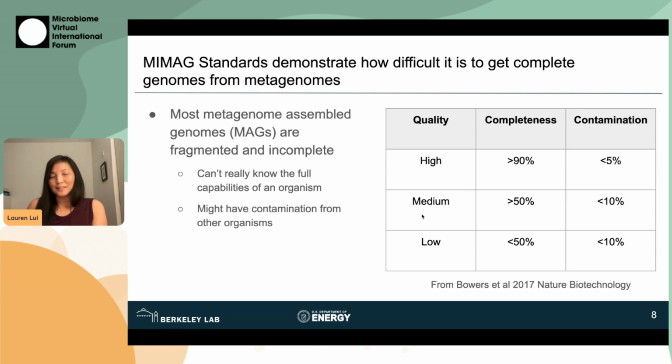So currently, there are MIMAG standards for rating metagenome-assembled genomes as high, medium, or low. High is 90% complete, medium is 50% complete. So this really indicates how difficult it is to assemble a complete genome from the metagenome. And this is a problem because we can't really know what the full capabilities of an organism are, and you might have contamination from genomes from other organisms in your MAG.